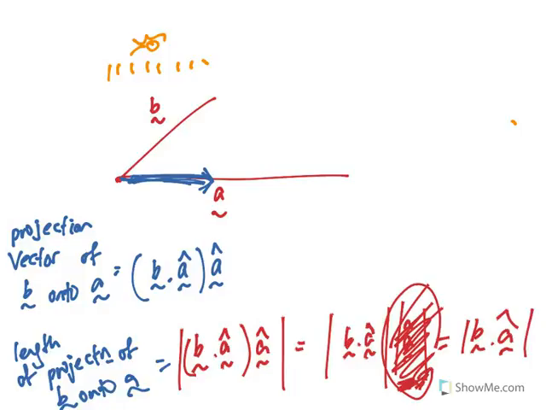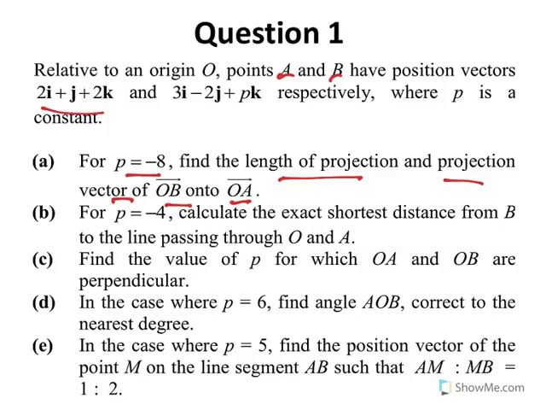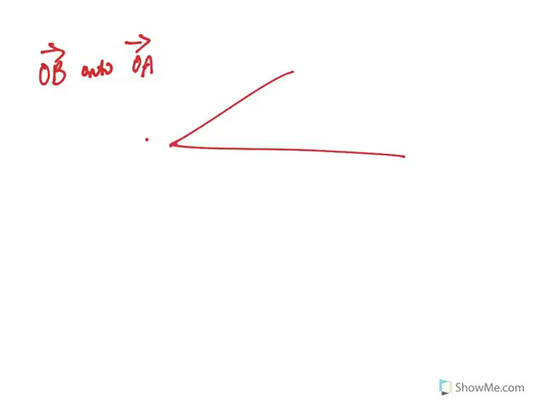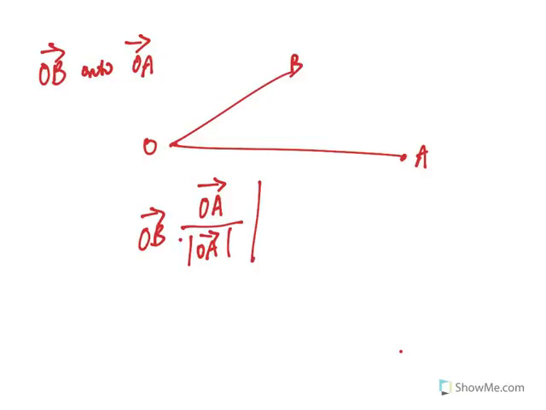With that, find the length of projection and projection vector of OB onto OA. Very quickly, OB onto OA. First, we find the length of projection. We know that this is just OB dot product with OA over the modulus of OA. We are looking at question 1 part A. This is the length of projection.